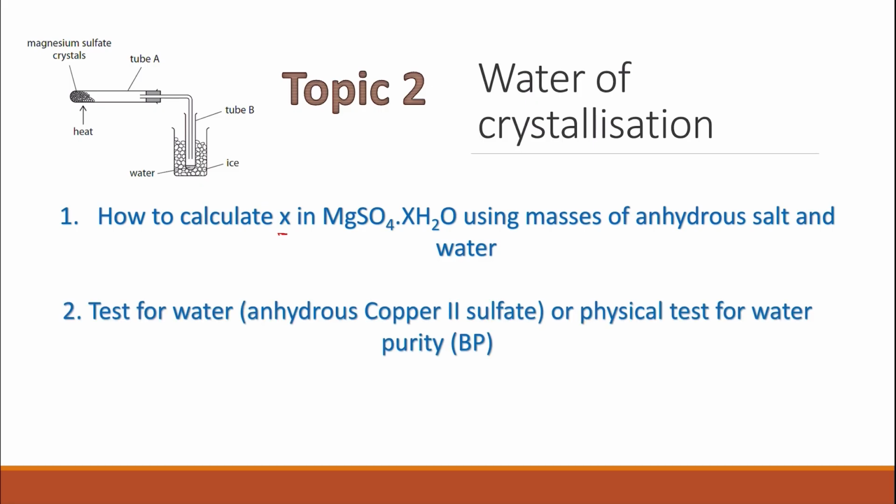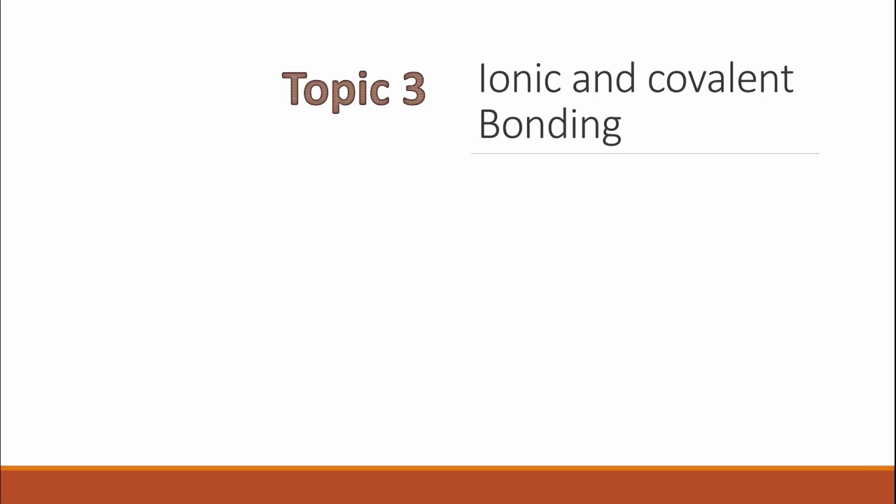Also, if this question comes, which is very, very common in the exam, they would usually ask you to test for water. Because we collect water in this experiment, they could ask you for the chemical test for water to prove that this is water that was collected. So you use anhydrous copper(II) sulfate and it changes color from white to blue. Or they might ask you to use a physical test to test for the purity of water. In this case, you use boiling point.